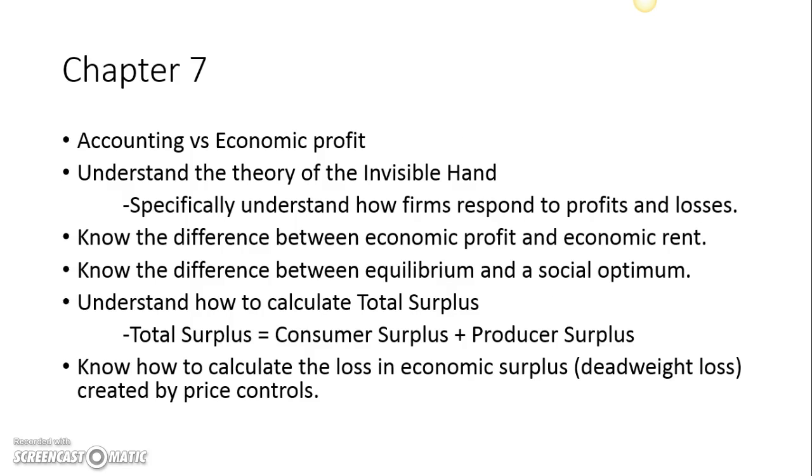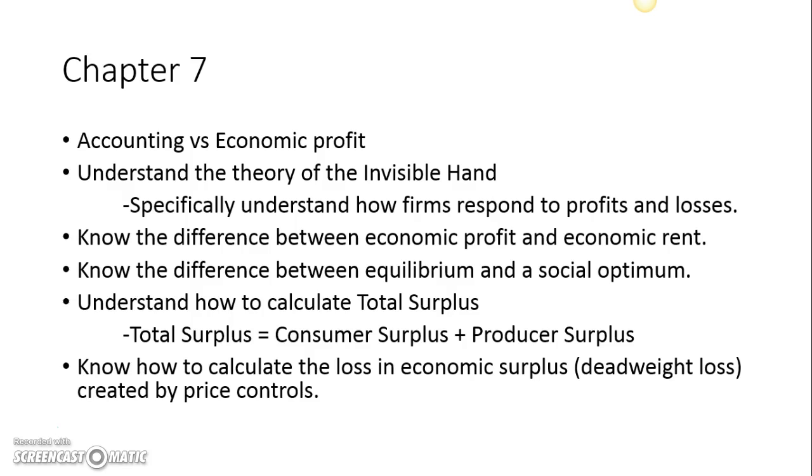Okay, chapter 7 was about the invisible hand. So for chapter 7, you had to understand accounting versus economic profit. Remember, accounting profit is basically revenue minus explicit cost, and economic profit is revenue minus explicit cost minus implicit cost. Understand the theory of the invisible hand, specifically how firms respond to profits and losses.